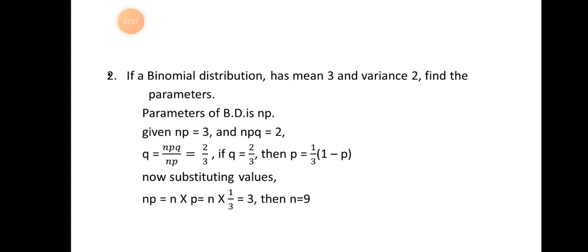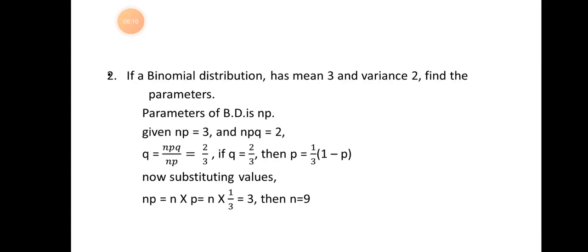Second question, if a binomial distribution has mean 3 and variance 2, find the parameters. The parameters are n and p. So np is 3, and variance npq is equal to 2. So how to find q in binomial distribution: q is equal to npq divided by np. So npq is 2 and np is 3. So q is equal to 2 by 3, then p is equal to 1 by 3.